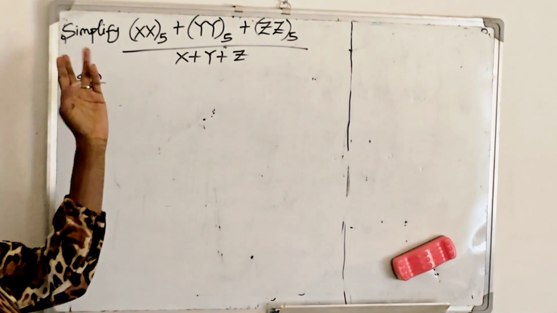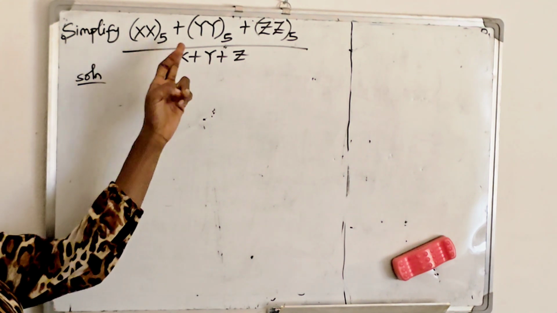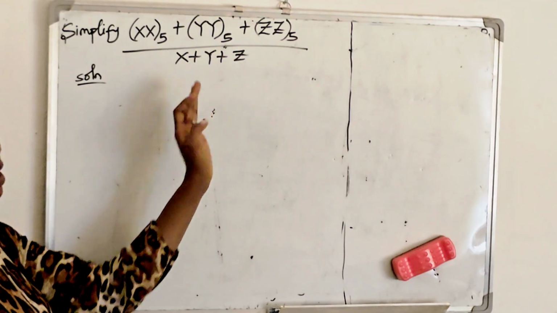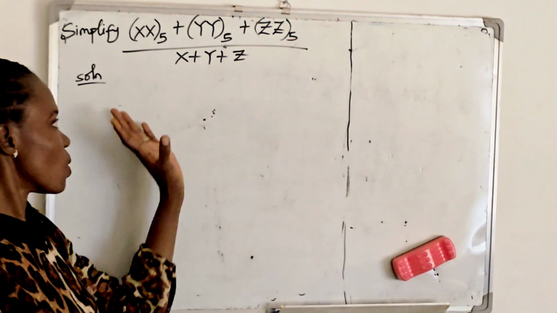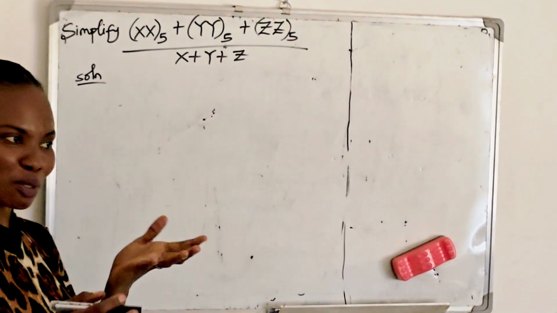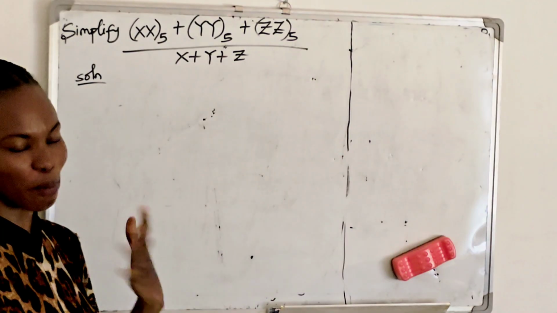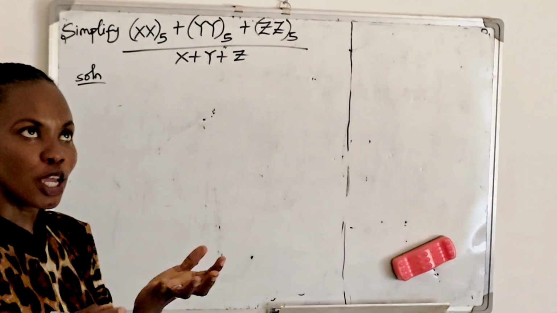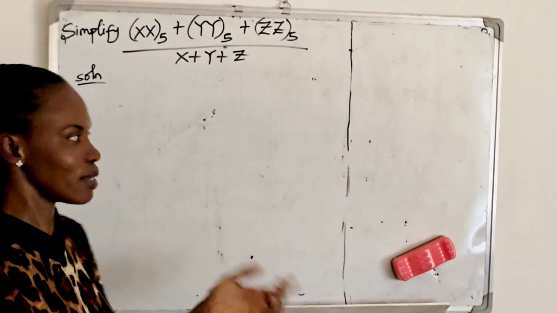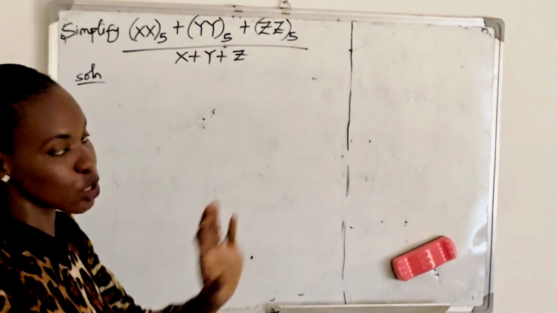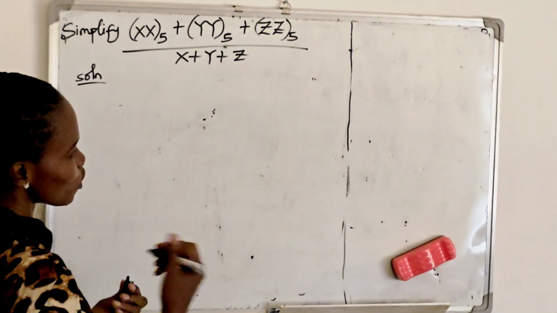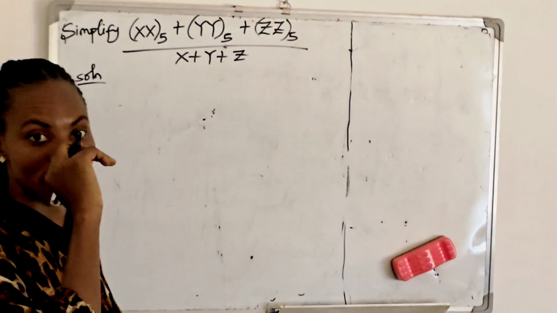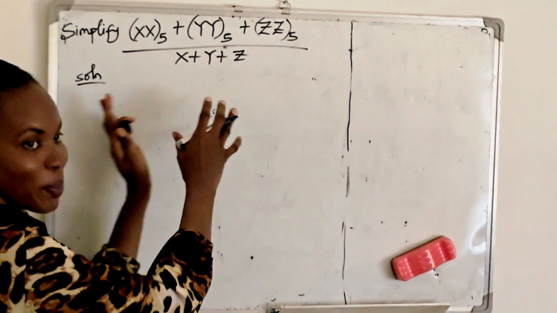Very simple. Simplify xx base 5 plus yy base 5 plus zz base 5 all over xyz. Alright, whenever you are doing some calculations or simplification in number base, it's always good to have a common base, and the common base is base 10. So let's change everything here to base 10. Remember how to change to base 10? If you're having challenges with that, you can visit my video on how to change to bases. But I will apply it here.